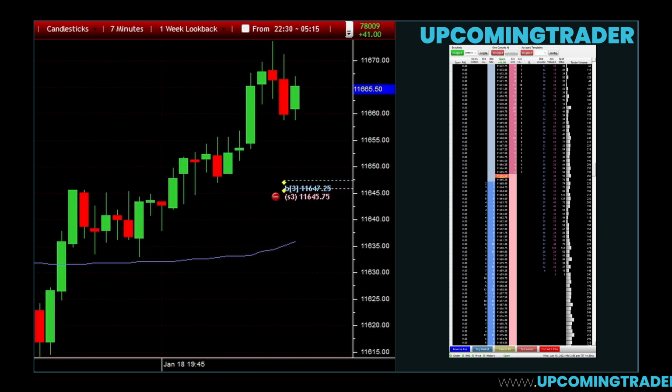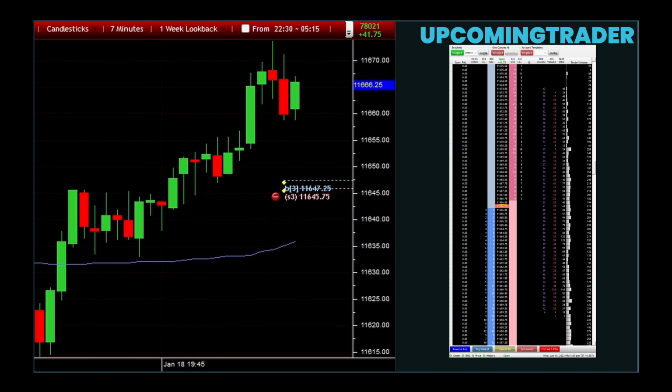Similarly, an inverted head and shoulders pattern forming around the value area low could indicate a bullish reversal, and traders might look to enter long positions as the price breaks above the neckline, aiming for targets at the value area high or beyond. Triangles are also significant when analyzed in relation to the value area.